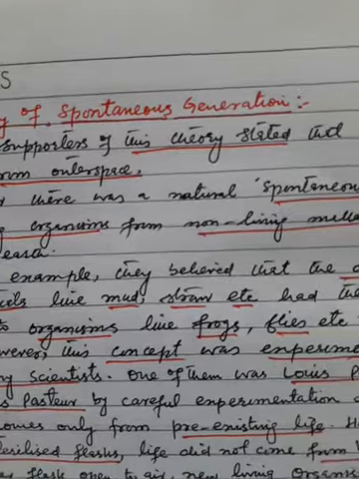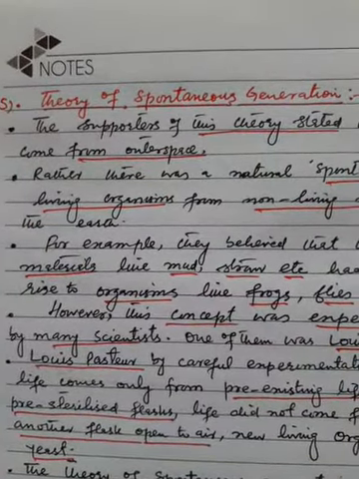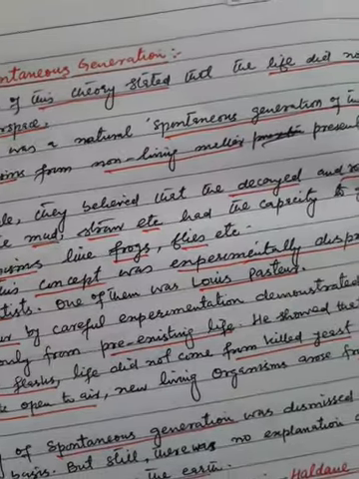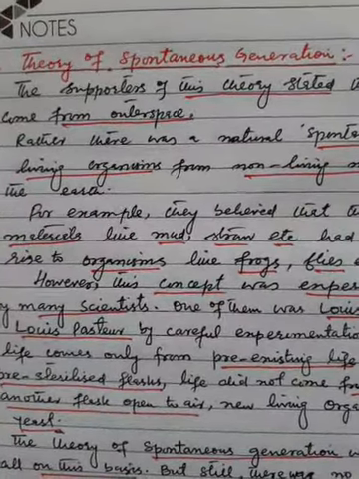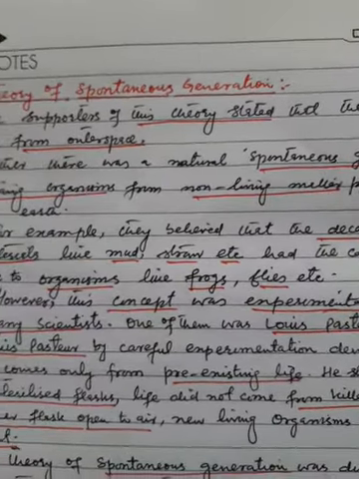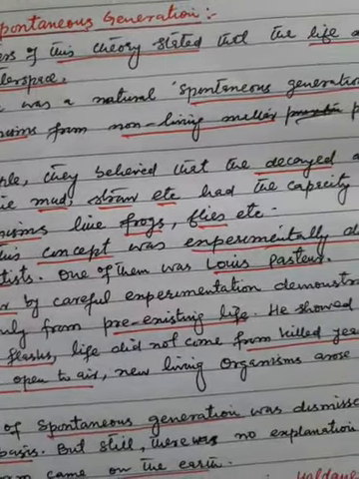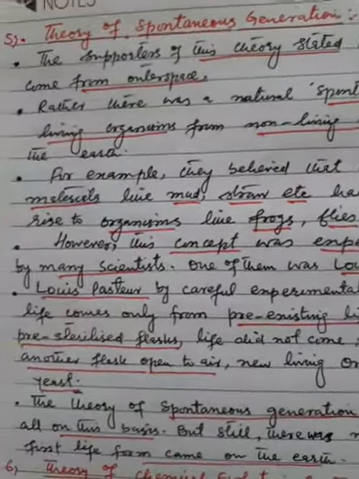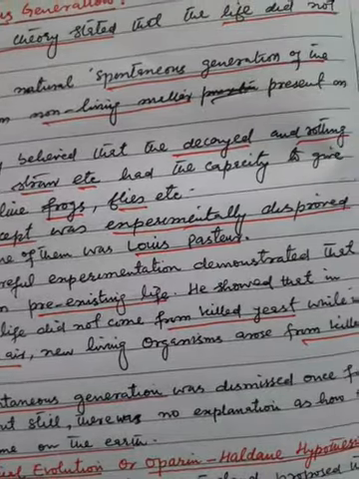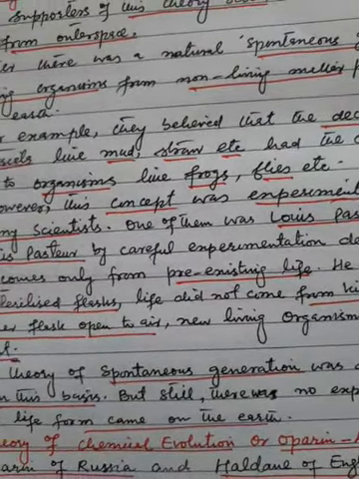The supporters of this theory stated that life did not come from outer space. Rather, there was a natural, spontaneous generation of living organisms from non-living matter present on the earth. For example, they believed that decayed and rotting materials like mud, etc., had the capacity to give rise to organisms like frogs, flies, etc.